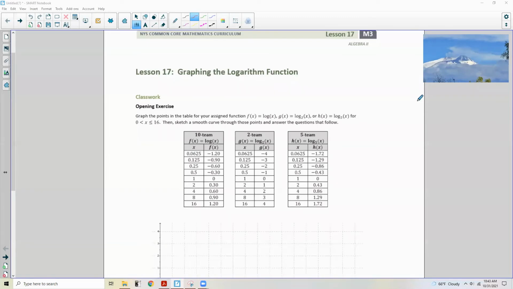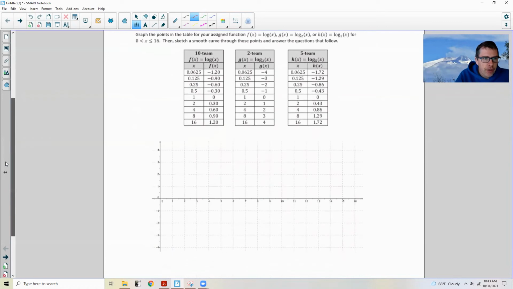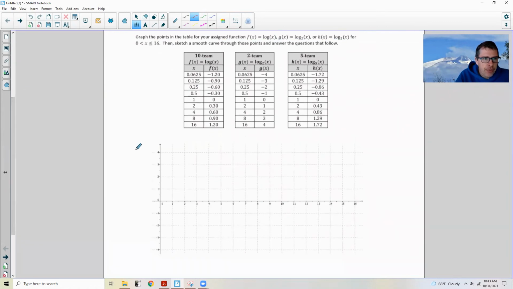Okay, this is lesson 17, graphing the logarithmic function. Now that we've worked with the logarithmic function, we're going to put it to picture. So here we go. The opening exercise says, graph the points in the table for your assigned function.